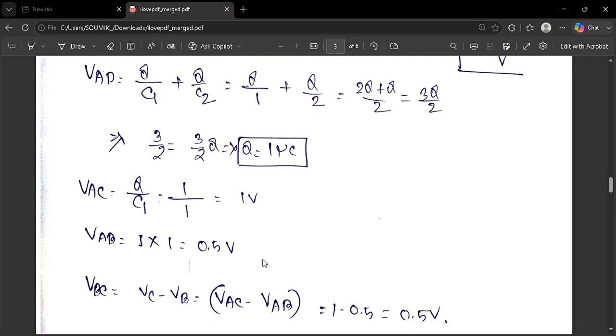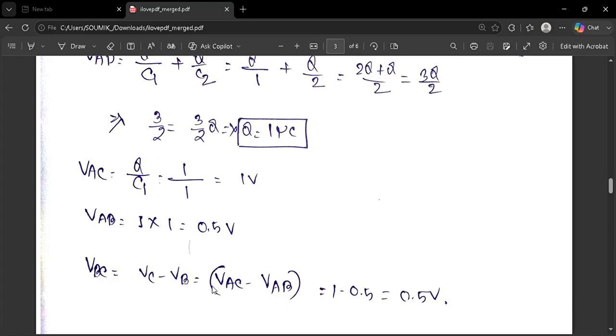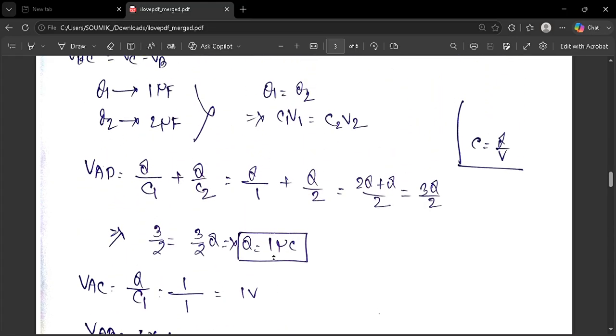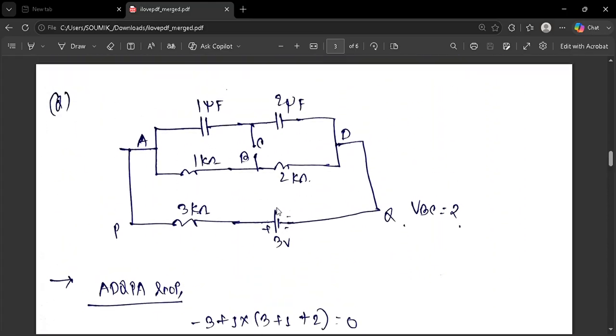And what is VBC? VBC is equal to, using this equation, VAC minus VAB, and we can find out VBC is equal to 0.5 volt. That is good, and it is an interesting question basically. It has appeared in WBJEE 2017.